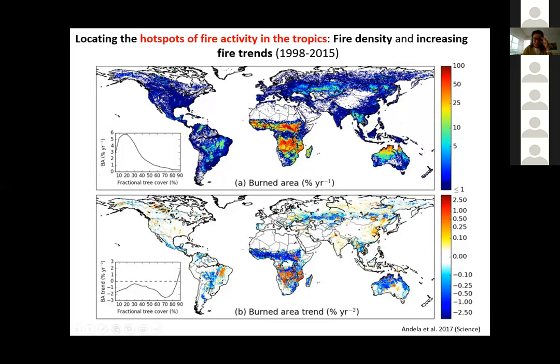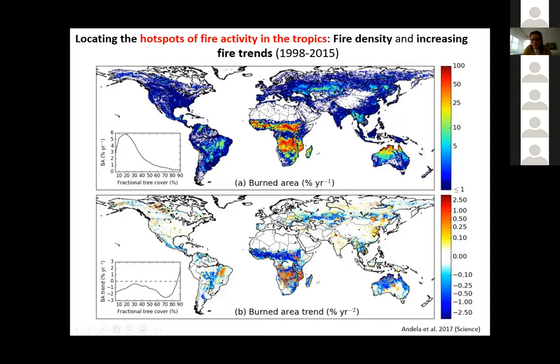And to answer these two questions, this picture was produced by Andela et al. in 2017. On the lower panel, you can see how the burn areas have been changing from 1997 to 2015. In blue, you can see the areas where the burn area has been reduced. On a planetary level, we have seen a decrease of burn areas from 1997 to 2015. But in red, we see the areas that require our attention, because those are the areas that have seen an increase of burn areas.